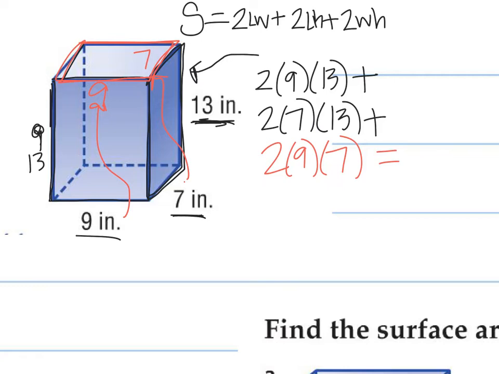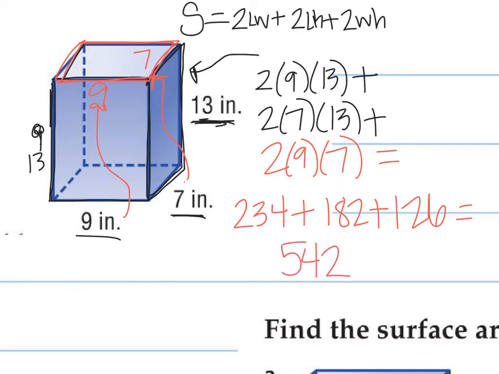So I'm going to use my calculator to do this step by step. So 2 times 9 times 13 is 234. 2 times 7 times 13 is 182. And then 2 times 9 times 7 is 126. Now I'm going to add all these up together. 234 plus 182 plus 126 equals 542. It's a 3D figure, but we're finding the area, so it's going to be inches squared.